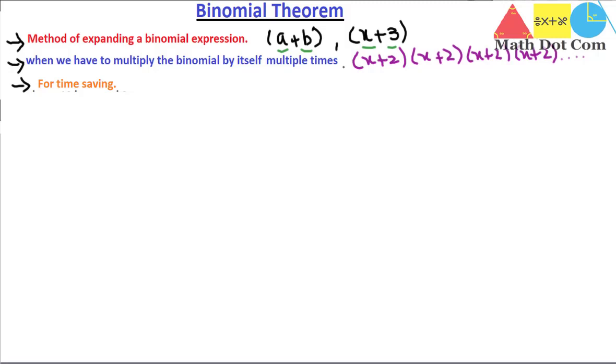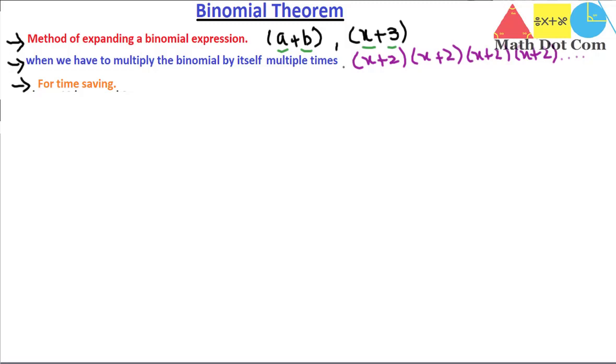Of course it will save your time. Multiplying the binomial expression by itself multiple times is a long and complex process. So instead of adopting that method, you use the binomial theorem to save your time, keep the problem simple and reduce the complexity. For time saving and to reduce the complexity, we use the binomial theorem to multiply a binomial expression by itself multiple times. So these 3 points you should keep in your mind regarding the binomial theorem.